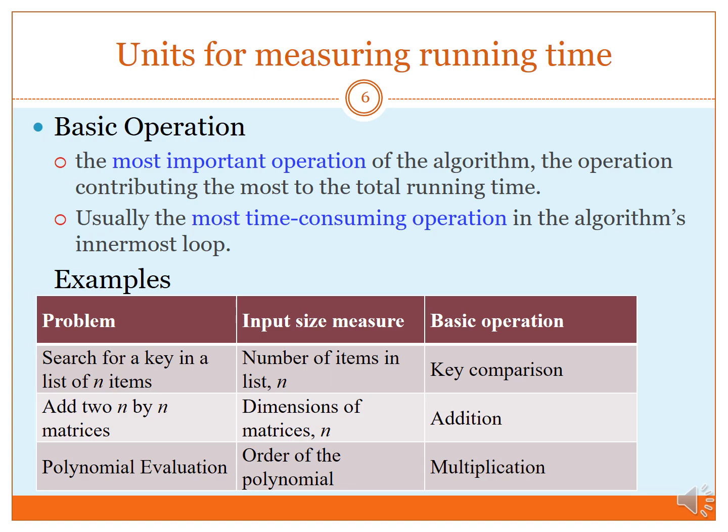A basic operation is the most frequently executed or the most time consuming operation in an algorithm. Usually it appears inside the innermost loop. For example, in a searching algorithm, the basic operation is key comparison. In matrix addition, it is addition. In polynomial evaluation, it is multiplication. Counting the number of basic operations gives us a good estimate of the running time.